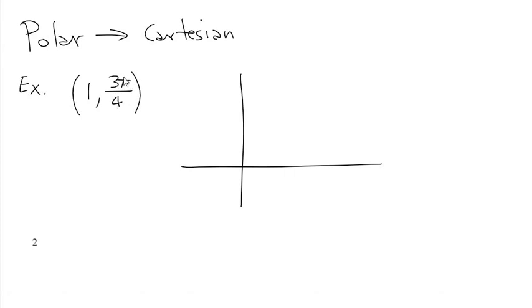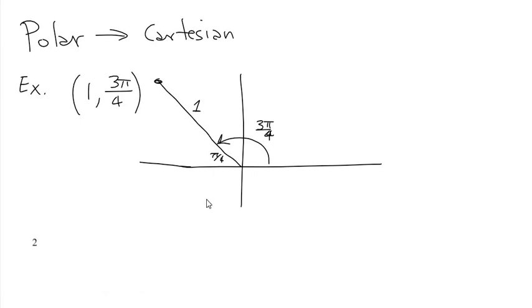and the angle here is 3 pi over 4. So hopefully everybody already knows in your head right where that is, right? 3 pi over 4 is pi over 4 less than a straight angle, right? So it comes right in the middle of the second quadrant. And how far do we go from the origin? We go 1 unit from the origin.